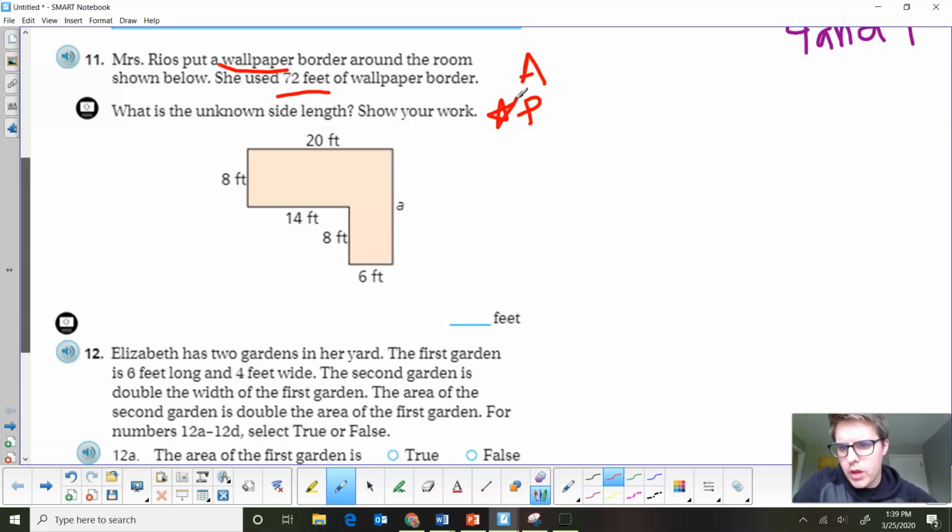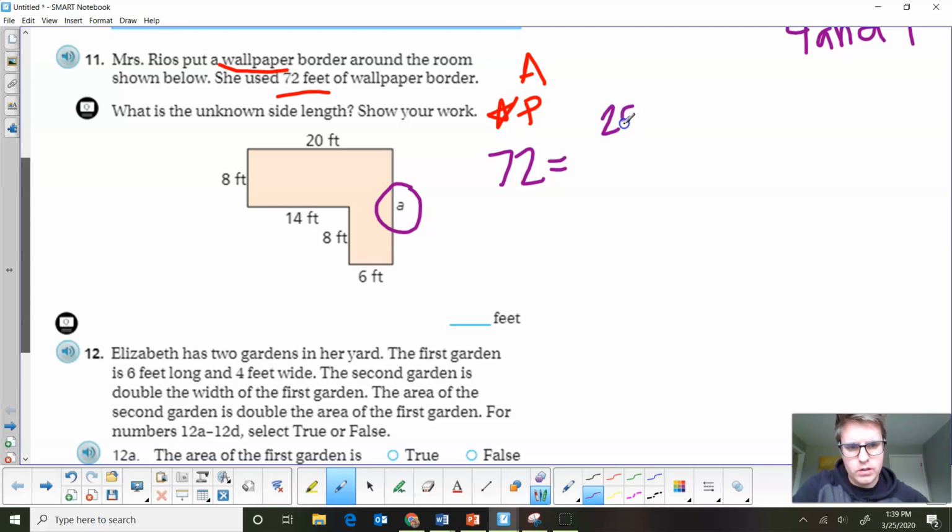So what is the unknown side length? Show your work. Well, we know the perimeter is what, folks? It says in the question. She used 72 feet. So 72 is going to equal all the sides added together. So we know all the sides except for this one right here. That's what we're trying to figure out. So let's add up the other numbers. So I'm going to write this up and down so that it's easy to add.